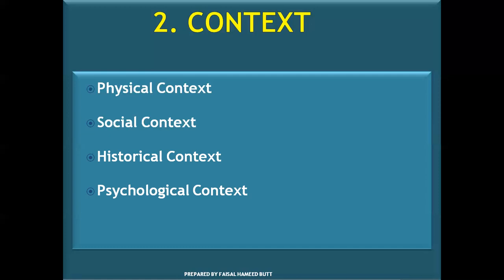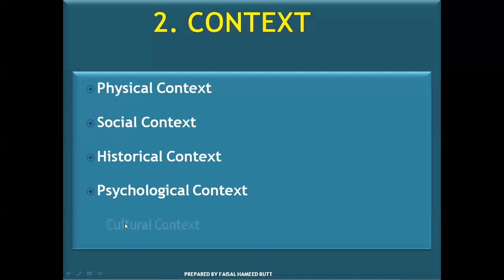You can take the example of Trump. How many times has he given racist remarks about Mexicans and other immigrants? Why? Because he is a white supremacist, right? So all that feeling is in his mind. That's why, according to that, he communicates. So psychological context also plays a vital role in communication.